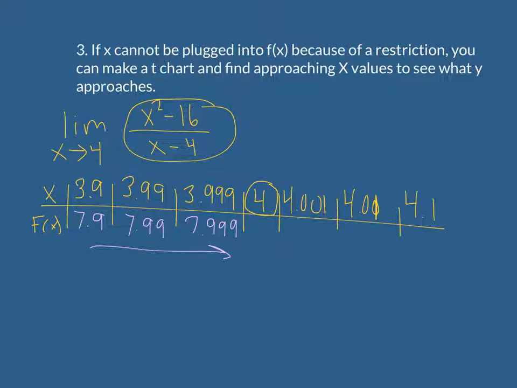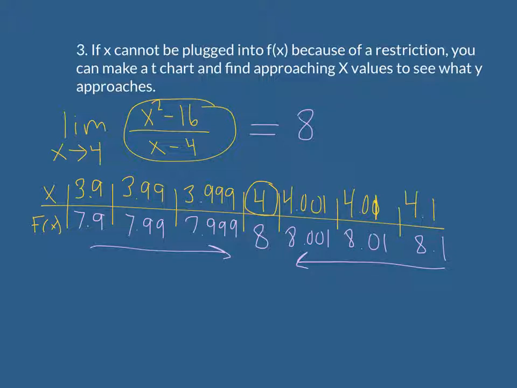If we plug 4.1 in, we're going to get 8.1. Here we would get 8.01 and 8.001. You have to be approaching the same value from both sides, otherwise the limit doesn't exist. But as you can see, from the left side and from the right side, we're getting closer and closer to 8. So our limit will be equal to 8.